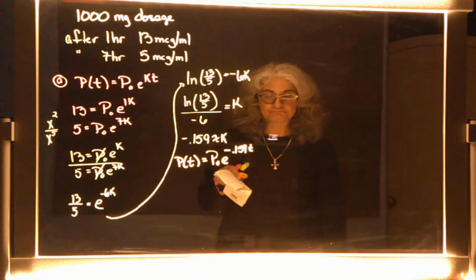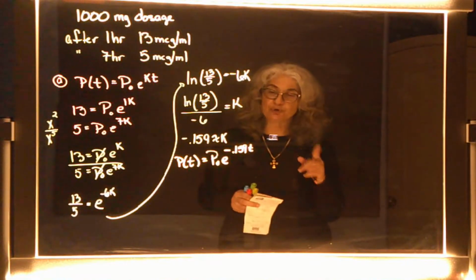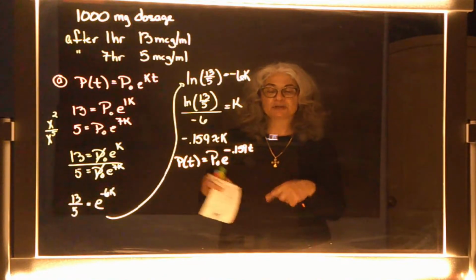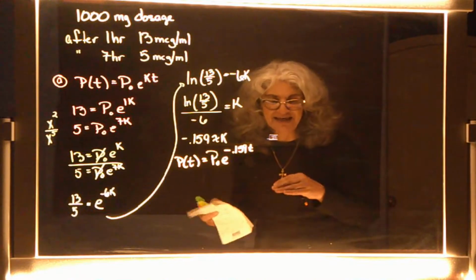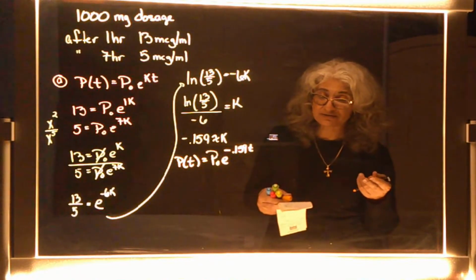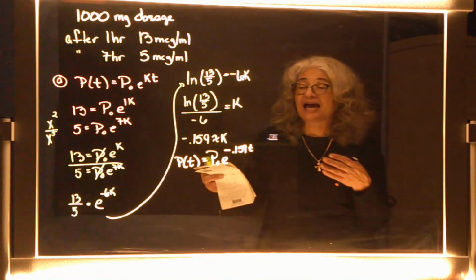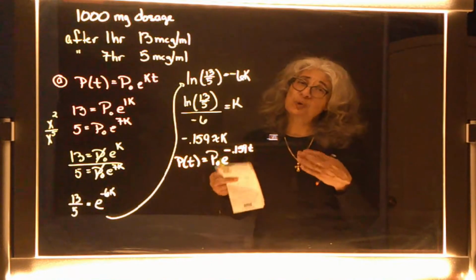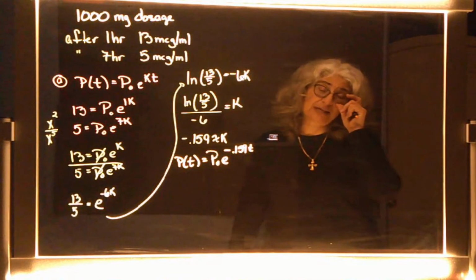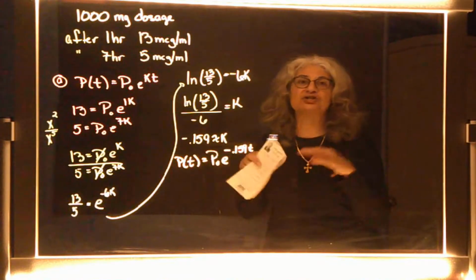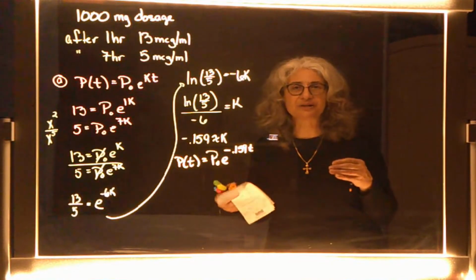Now, here's the deal. I actually am going to need the P sub 0. Because you notice in part A it says find k and write an equation that can predict the concentration of the drug. Well, I found k and I've got an equation, but it's not quite finished yet. Because remember, you need P sub 0 to actually make this function complete. And you're like, well, how are you going to find P sub 0?